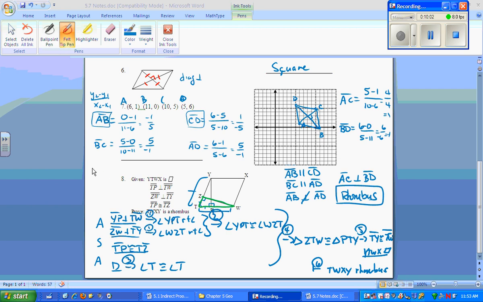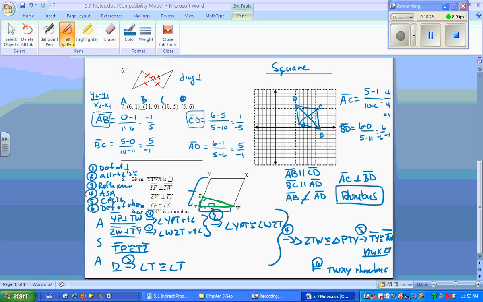So reason 1, definition of perpendicular. Reason 2, all right angles congruent. Reason 3, reflexive. 4, we had the angle side angle, which makes 5, the CPCTC. 6 is just definition of rhombus.